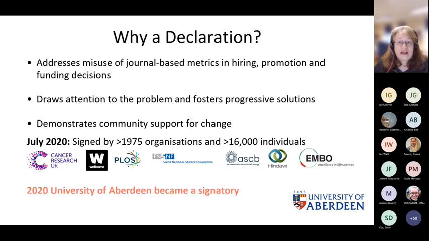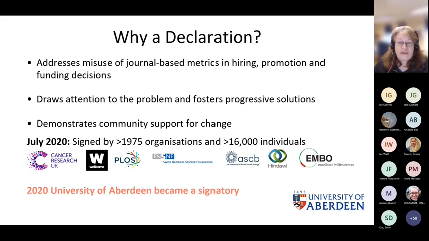So the declaration was actually developed in 2012 during an annual meeting of the American Society for Cell Biology in San Francisco. And to give it its full title, thankfully there's an abbreviation, it is the San Francisco Declaration on Research Assessment. It's become a global initiative that puts forward recommendations covering all scholarly disciplines and all key stakeholders such as funders, publishers, professional societies, institutions, and researchers.